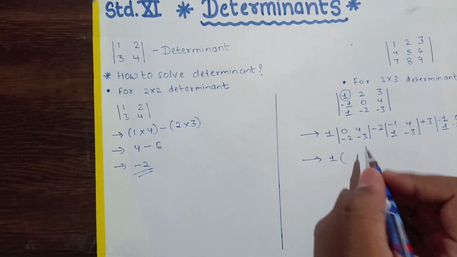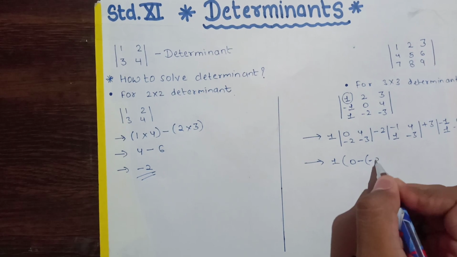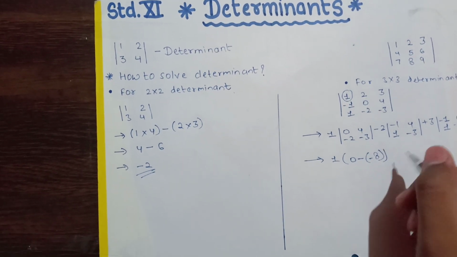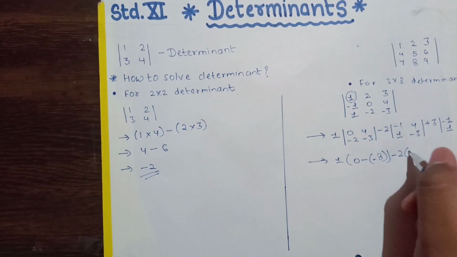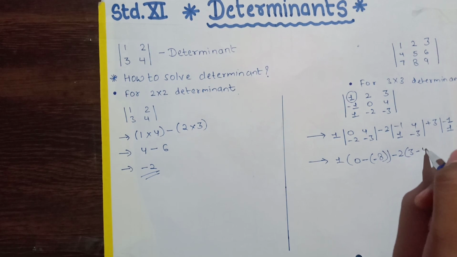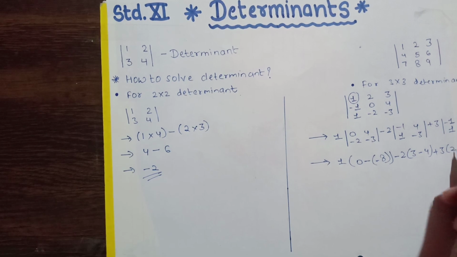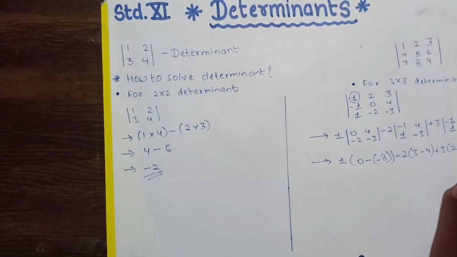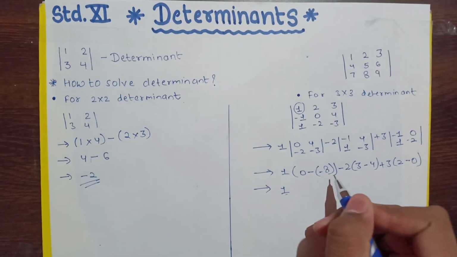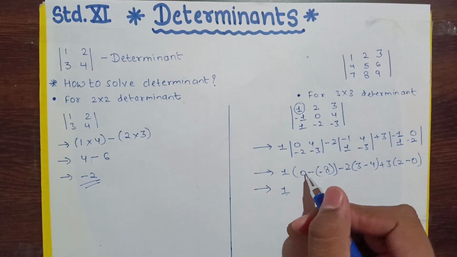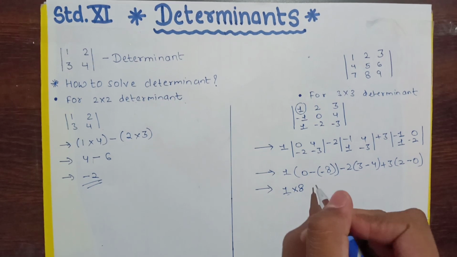We'll solve it this way: minus 3 into 0 is 0, minus 4 into minus 2 is minus 8, bracket close. Now minus 2 into minus 3 into minus 1 is 3, minus 4 ones are 4, plus 3, minus 2 into minus 1 is 2, minus 0 ones are 0. Our next step would be 1 into minus and minus is plus, so this will become 0 plus 8, and 0 plus 8 is 8, so it will be 1 into 8.